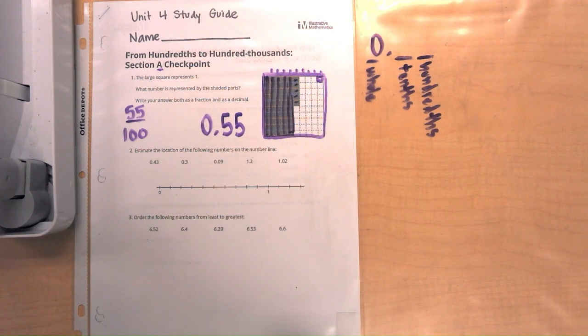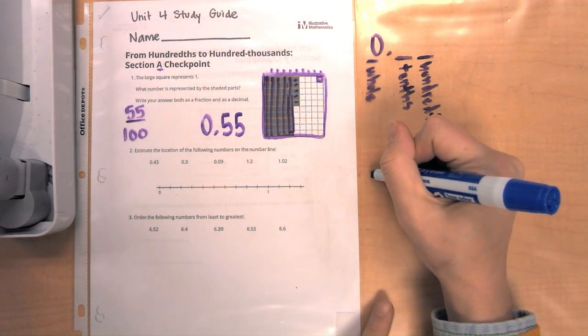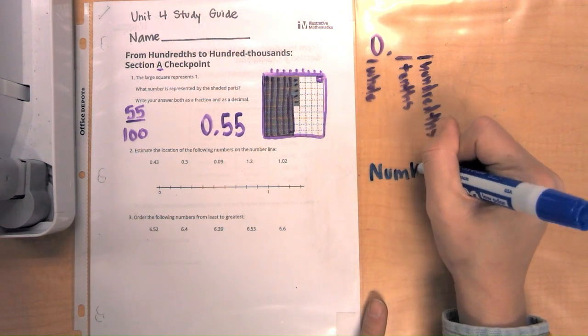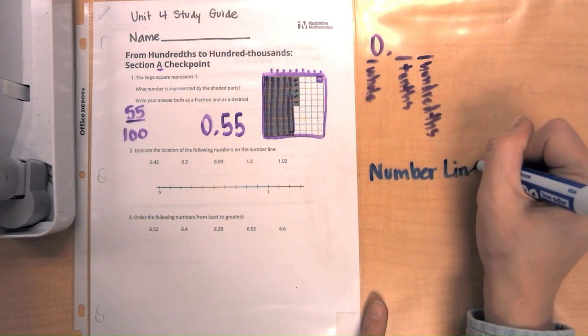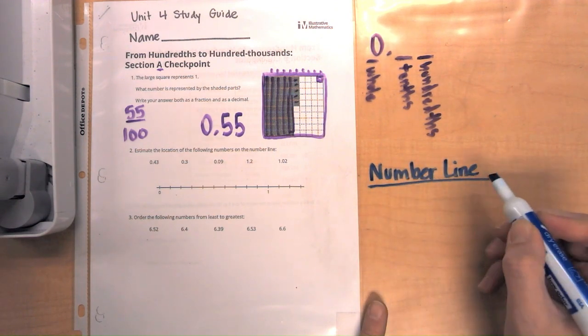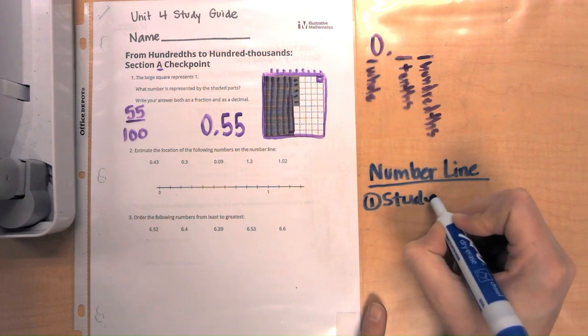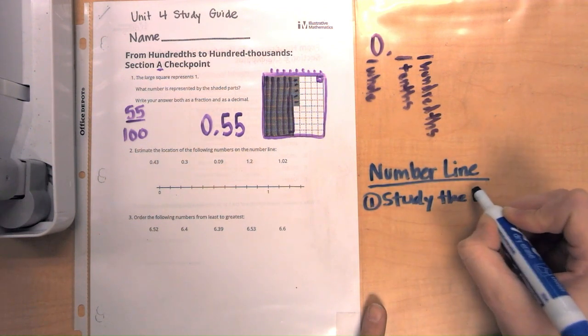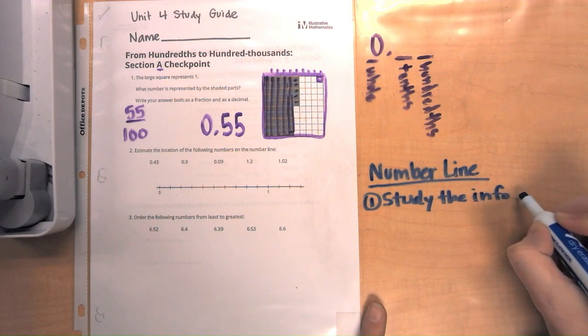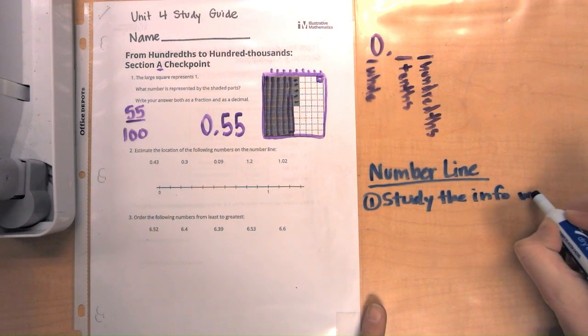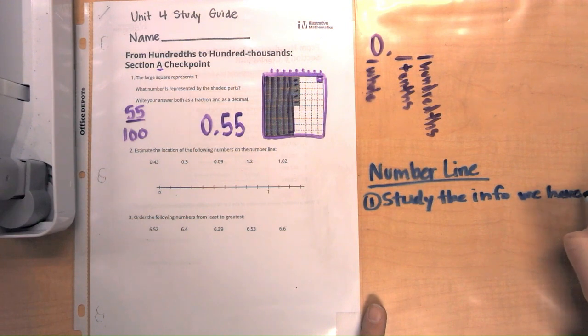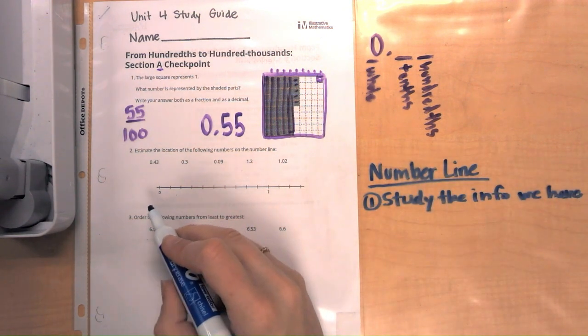Now, number 2 says, estimate the location of the following numbers on the number line. We have some number line tips that we use in our class for every number line we ever see. The number one thing we do when we see a number line is we study the information we've got. Study the info we have. We need to look at this number line. So I'm going to study this number line.